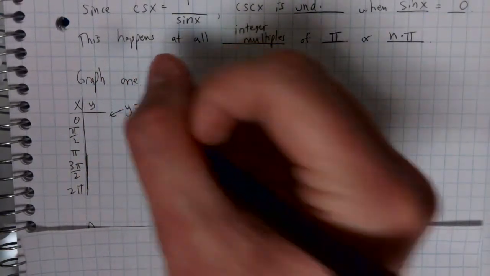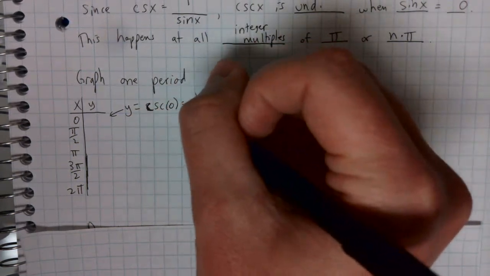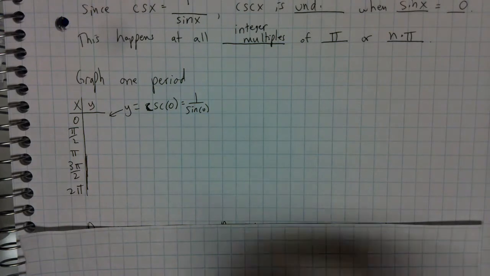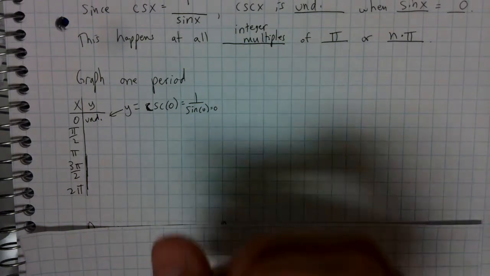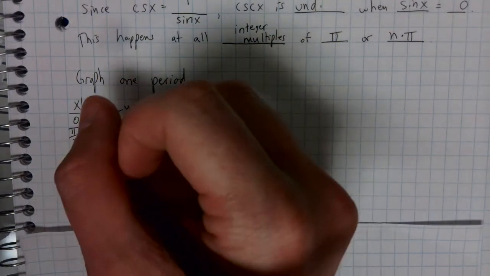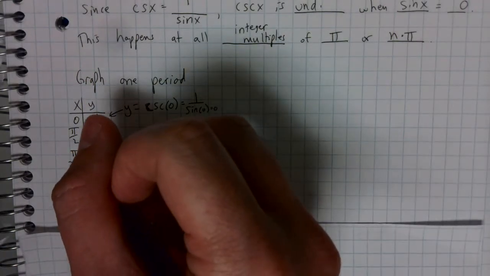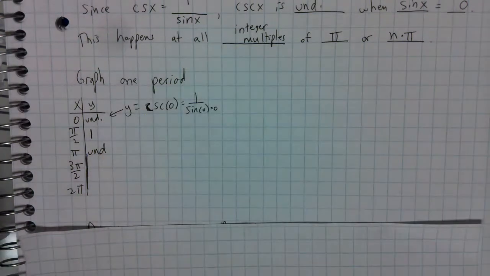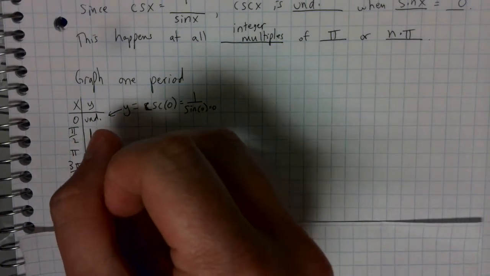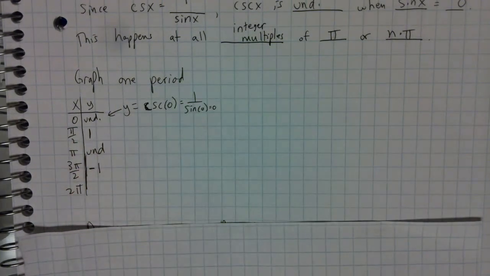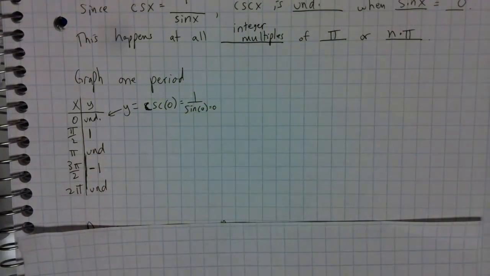So if we plug in y equals the cosecant of 0, that's really 1 over the sine at 0, which is no good because sine at 0 is 0. You can't divide by 0. You get undefined. At pi halves, sine is 1, so we're going to get 1 here. At pi, we are back to a problem area, every integer multiple of pi. And then at 3 pi halves, sine is negative 1. So is cosecant. 1 over negative 1 would still be negative 1. And then we're back to another asymptote at 2 pi.